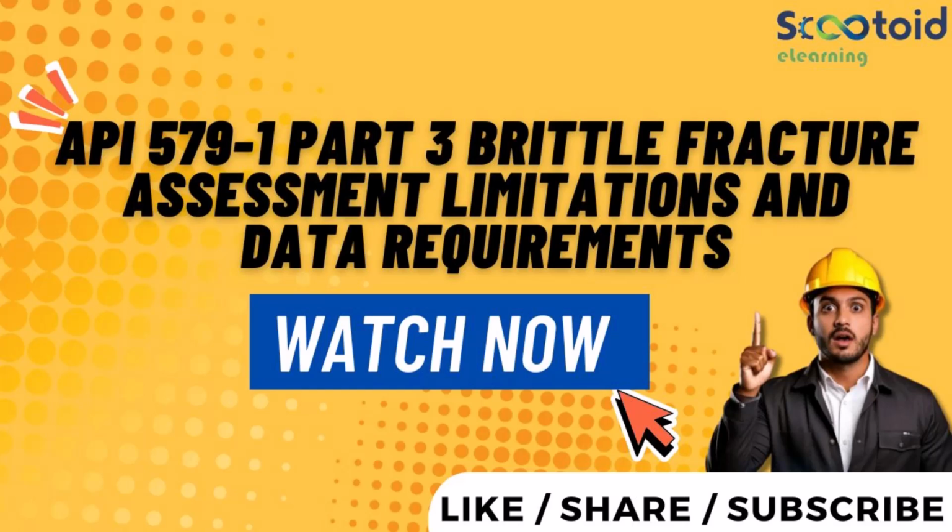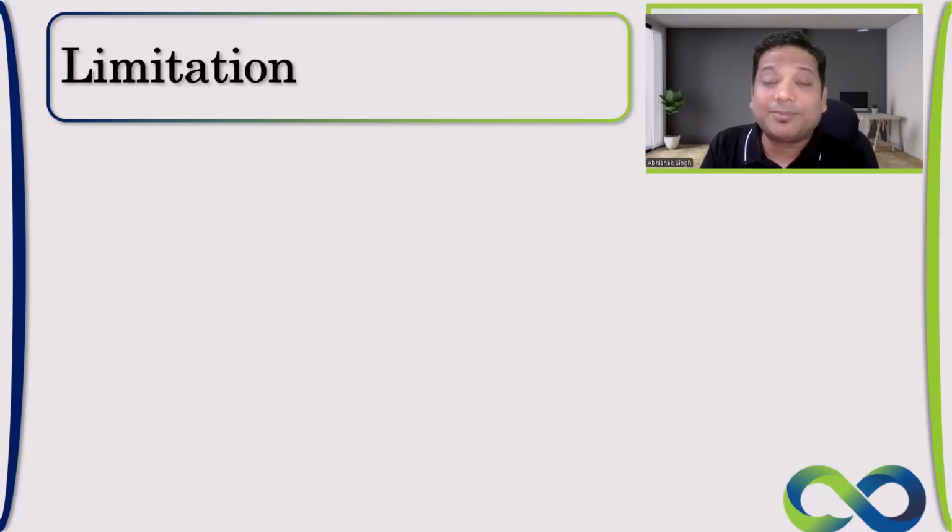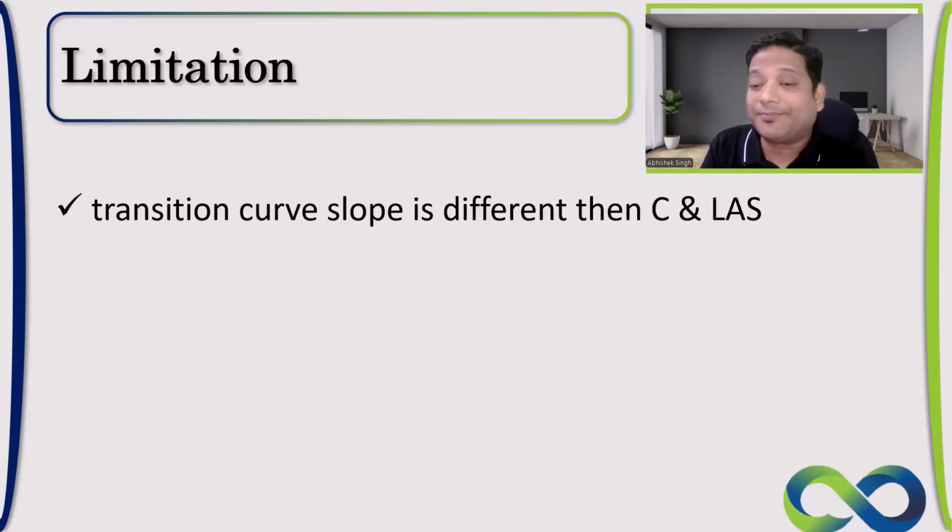In this video, we break down the API 579-1 Part 3, Brittle Fracture, Assessment Limitations, and Data Requirements. Let's see some of the limitations of this procedure, 579-1.